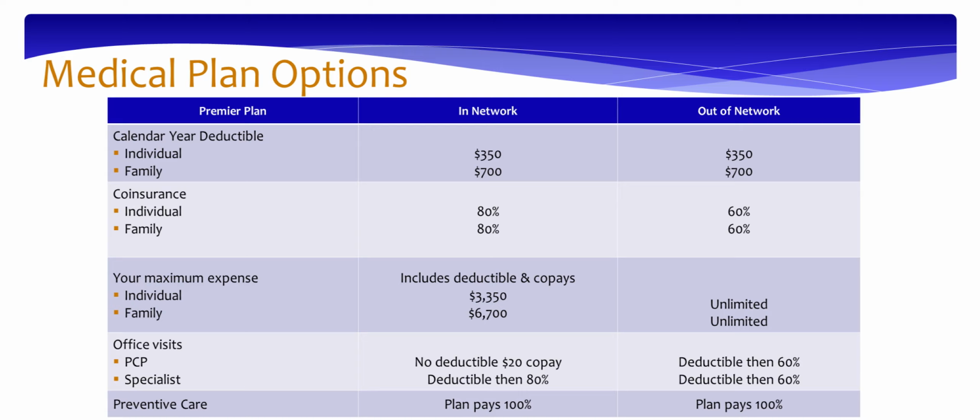If you choose to go out of network and not utilize a Blue Cross Blue Shield provider, your deductible is $350 per individual and $700 for a family, and then benefits are paid at 60%. Again, you have an unlimited out-of-pocket, so you're going to pay the 40% regardless of how many services you have at an out-of-network provider.